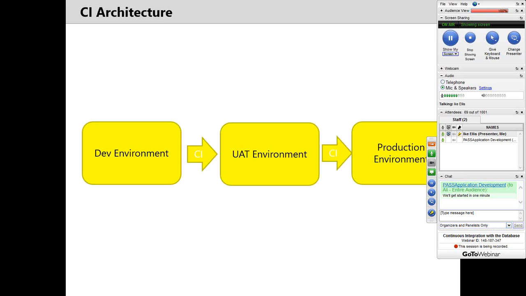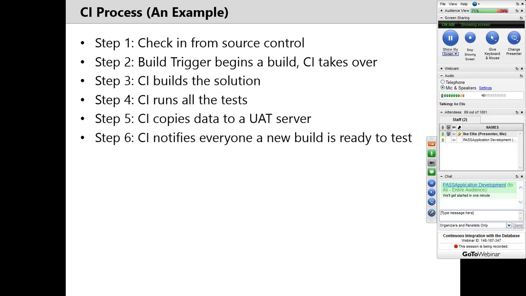So, basic CI architecture is you have a dev environment, and then you automatically build to UAT environment, and then you automatically build to a production environment, like kind of what I've been describing the entire time. And so this is just an example of a CI process.